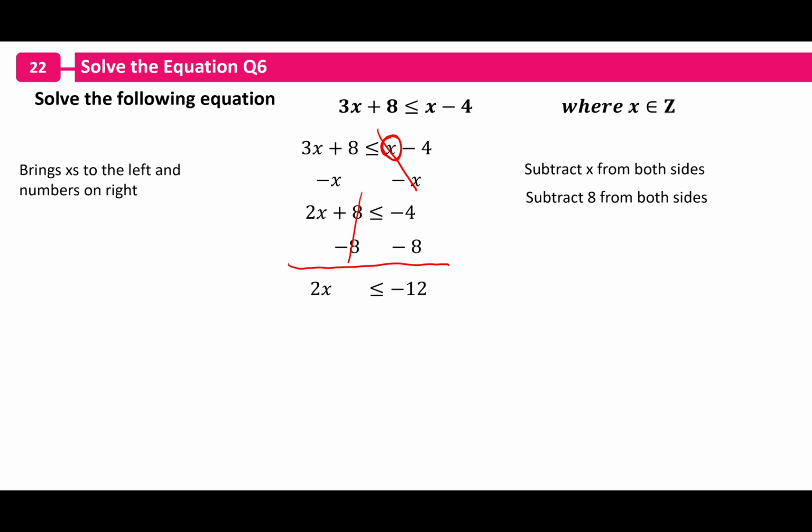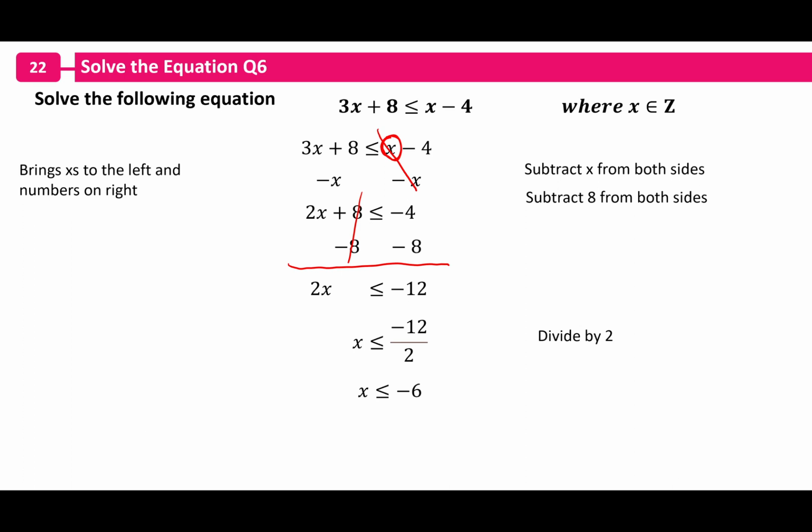To find x on its own now, we're going to divide both sides by 2. This leaves us with x is less than or equal to minus 12 divided by 2, which gives us x is less than or equal to minus 6.